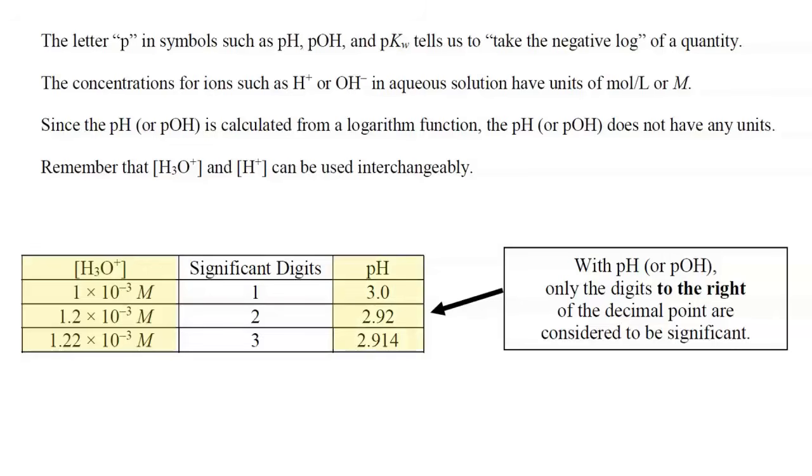So a pH of 3.0 has 1 significant digit. A pH of 2.92 has 2 significant digits, and a pH of 2.914 has 3 significant digits.